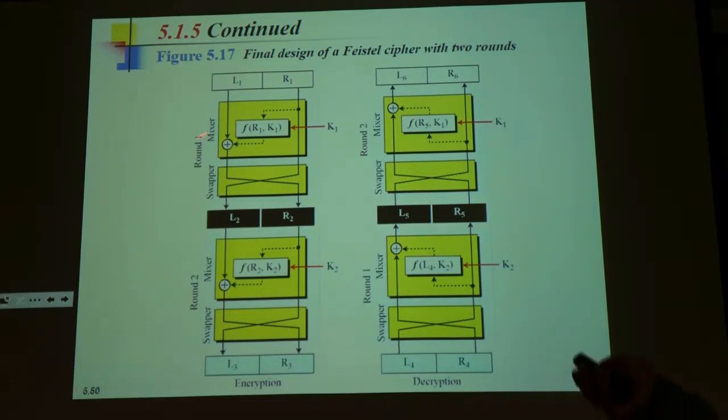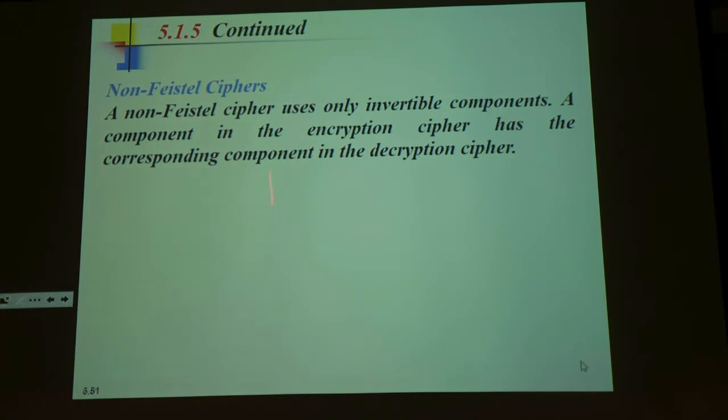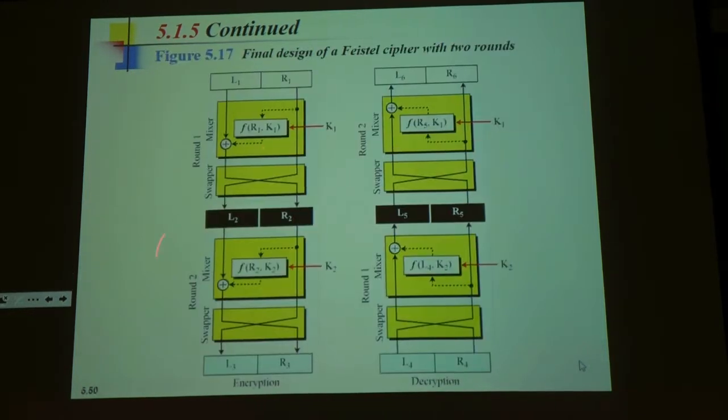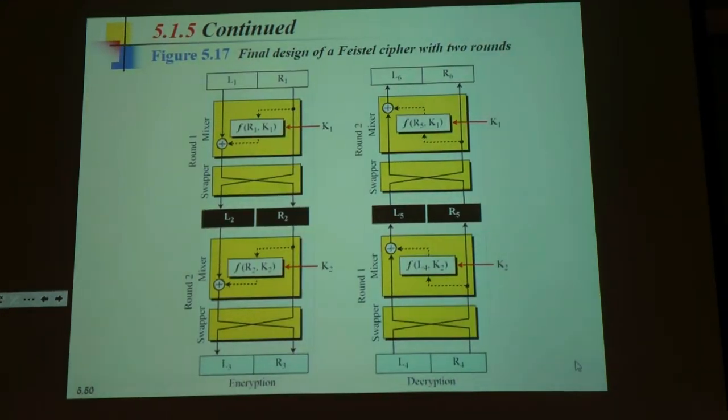So look at what you did. You divided the data, you applied the function to half of it, you XORed with the other half, you switched, and then you did multiple rounds and all of that. It's like you are truly blending it very well. Non-feistel ciphers use only invertible components; a component in the encryption cipher has the corresponding component in decryption. However, Feistel ciphers have self-invertible, invertible, and non-invertible boxes.